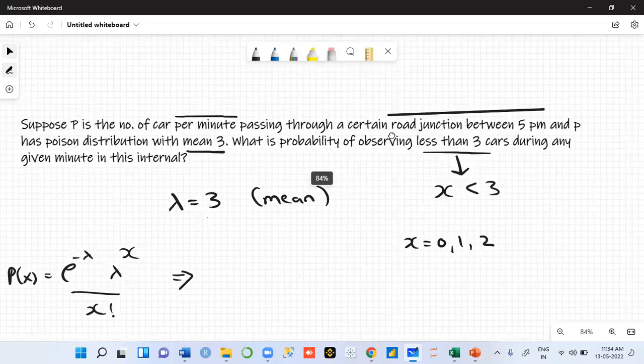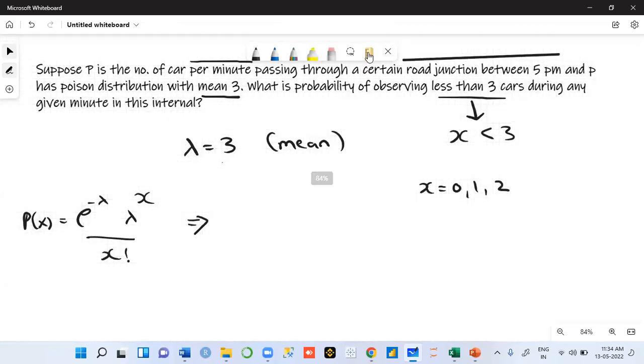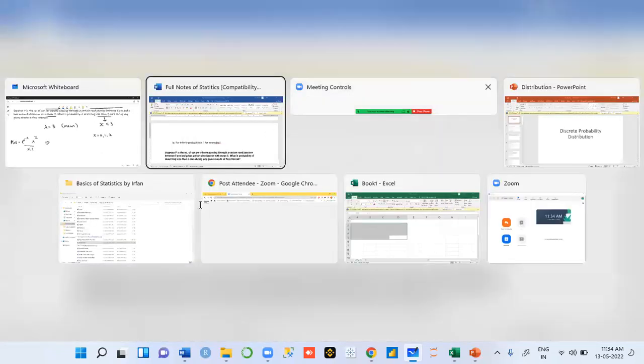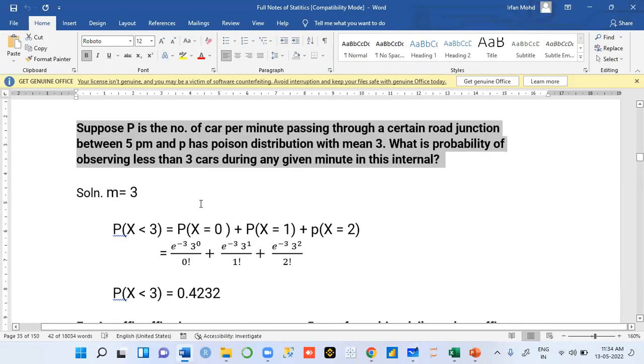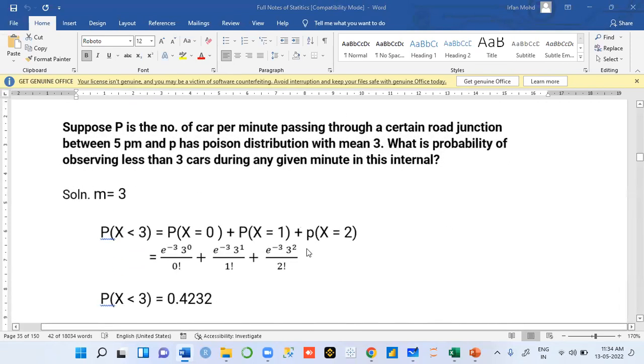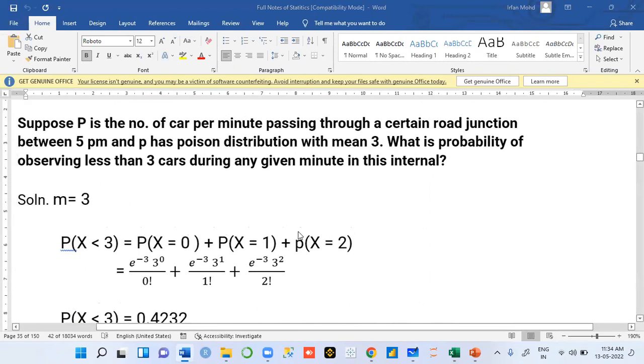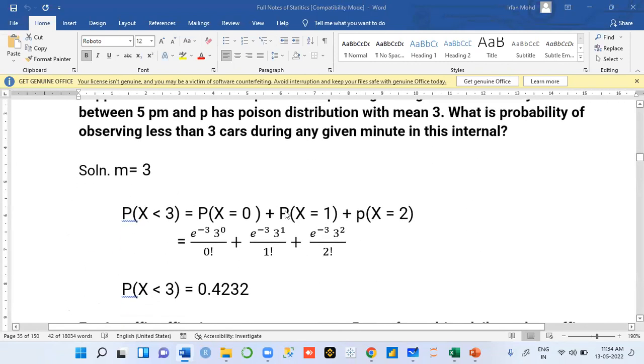Guys, done how much? 40. 42.3. You can see the screen. So 42% chance there will be less than 3 cars passing.